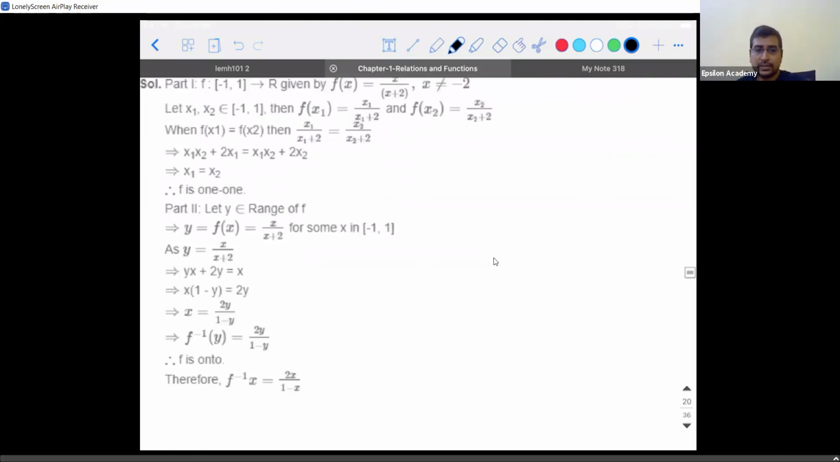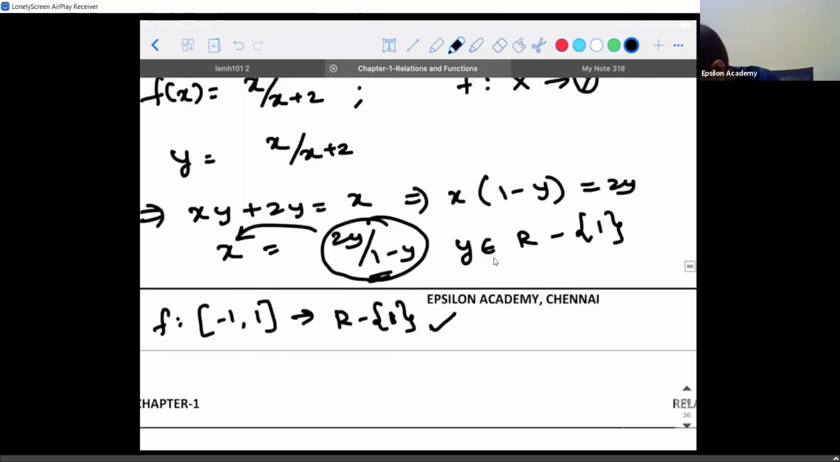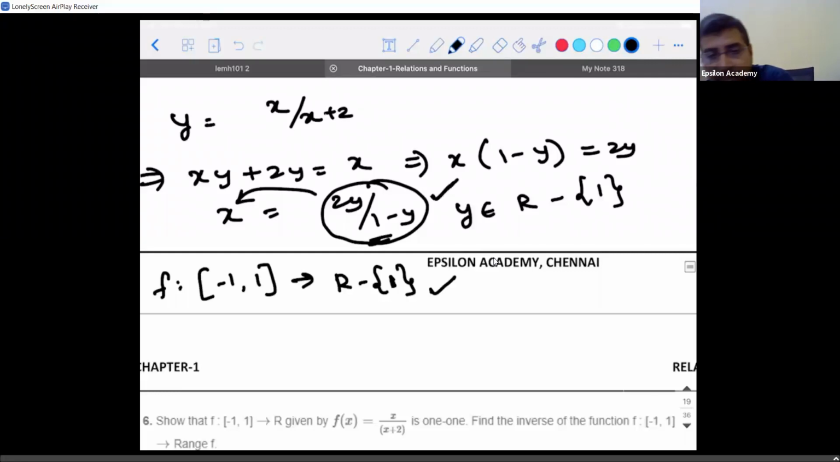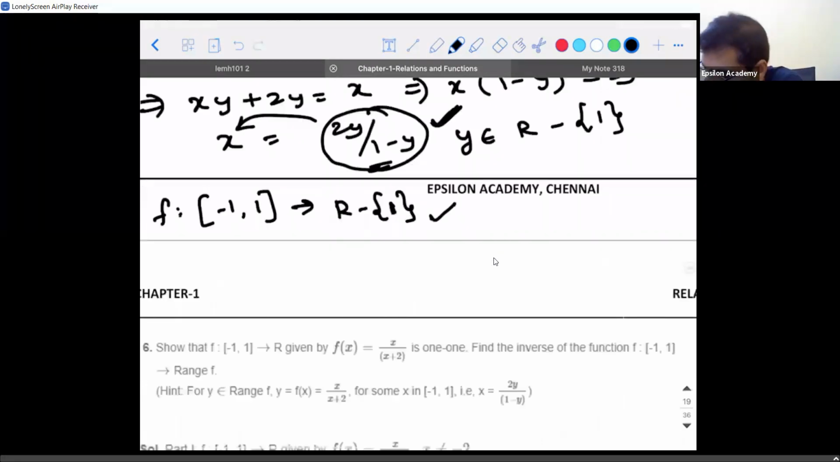The answer is very simple. Whatever you got for the value of x in terms of y, x is equal to 2y divided by 1 minus y, right? This is the inverse of the function. So you write x in terms of y, and that is the inverse.